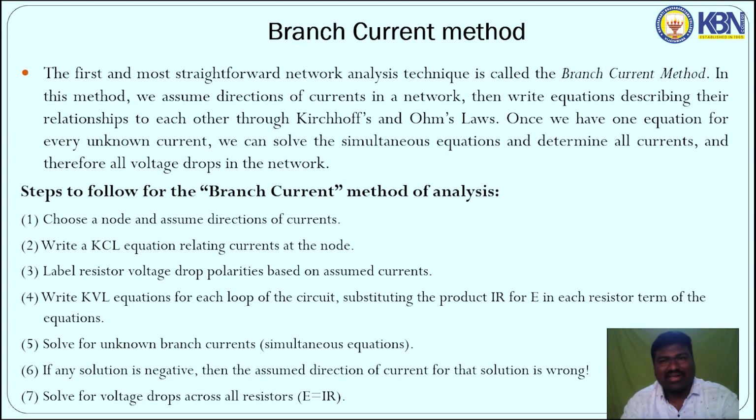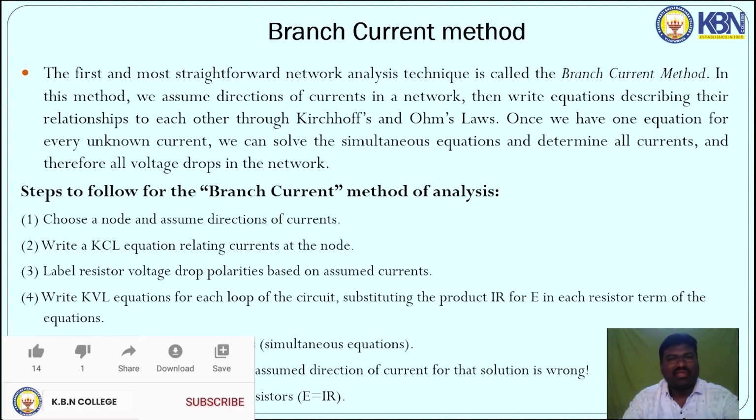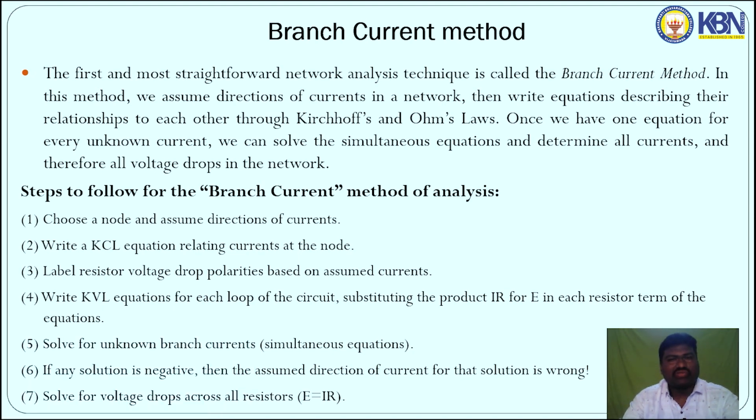Next one, branch current method. The first and most straightforward network analysis technique is called the branch current method. In this method, we assume the directions of currents in a network, then write equations describing their relationships to each other through Kirchhoff's and Ohm's law. Once we have one equation for every unknown current, we can use simultaneous equations to determine all currents and therefore all voltage drops in the network.